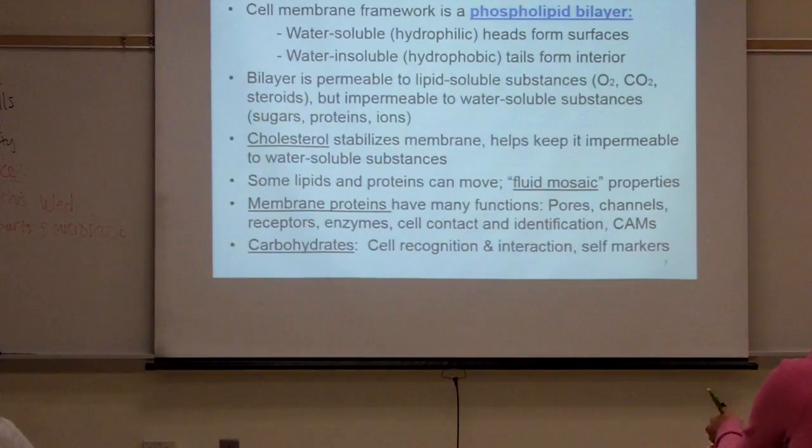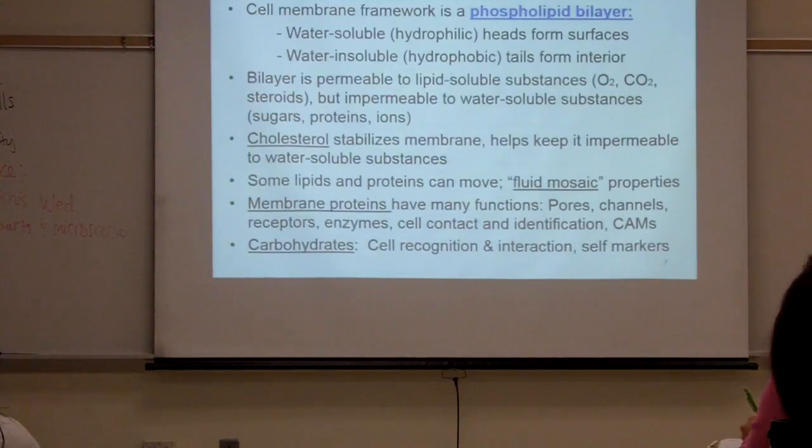In terms of the structure of the phospholipid, the head is going to be water soluble or hydrophilic, and the tail is going to be water insoluble, also known as hydrophobic. So you know what parts are going to point towards the water and what parts are going to point away from the water. There's a bunch of stuff in there, like cholesterol, which helps to stabilize the membrane. We talked about cholesterol as an ingredient to build hormones, but now we see another function is to stabilize the membrane.